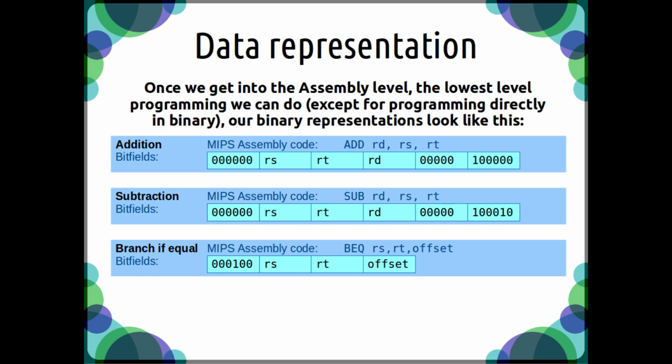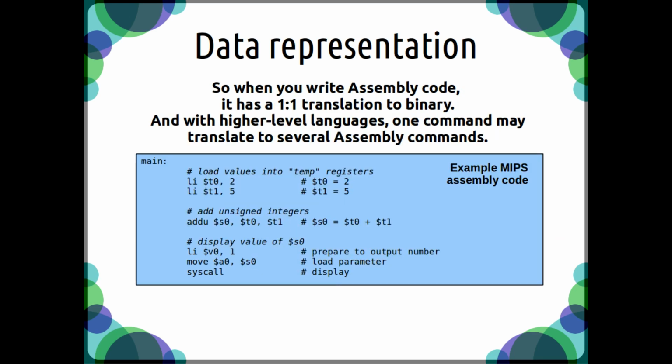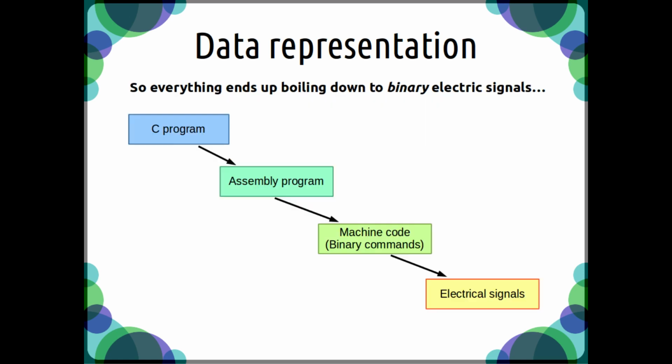Add takes 3 registers, which you can think of as variables. So, variable A plus variable B equals variable C. And they'd be in a specific order, but we don't have to worry about this. This isn't assembly class. But then after those, we have the bit fields that show how the binary is laid out. So once we're writing assembly code, it has a one-to-one translation to binary, and with our higher level languages, one command may translate to several assembly commands. So everything ends up boiling down to binary electric signals.